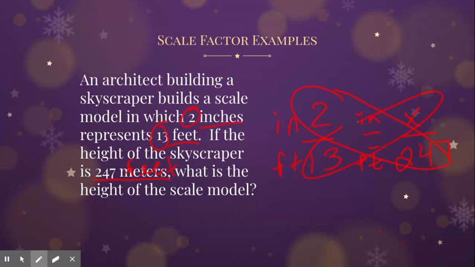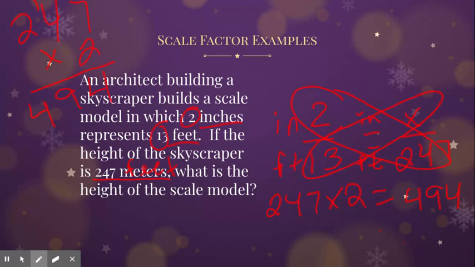So let's do our diagonals. I'm multiplying the 2 that don't have the x. So 247 times 2 equals what? Let's multiply that. 247 times 2. 7 times 2 is 14. 4 times 2 is 8, plus 1 is 9. And 2 times 2 is 4. Okay, so that would be 494.